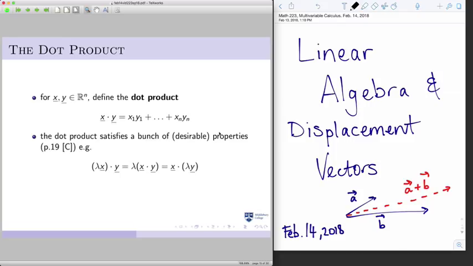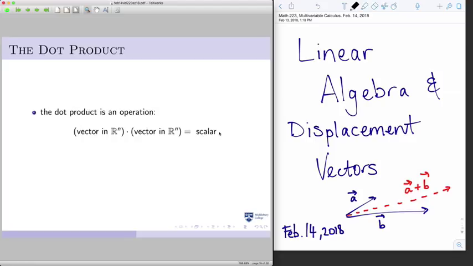So you may remember that the dot product has this funky definition. If I take any two column vectors, x and y, then their dot product is formed by multiplying each of the components of x and y together and then adding all of these products. Notice that this produces a number, a scalar. And again, the dot product satisfies a bunch of properties that you can find on page 19 of the course textbook.